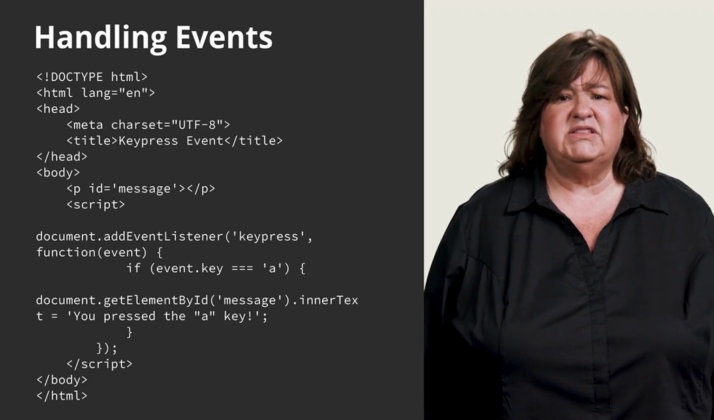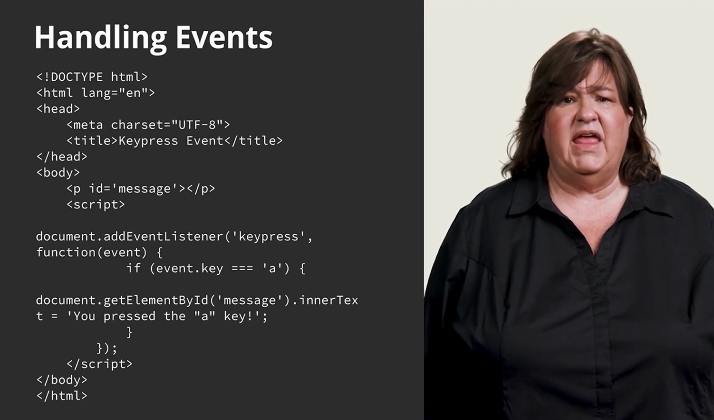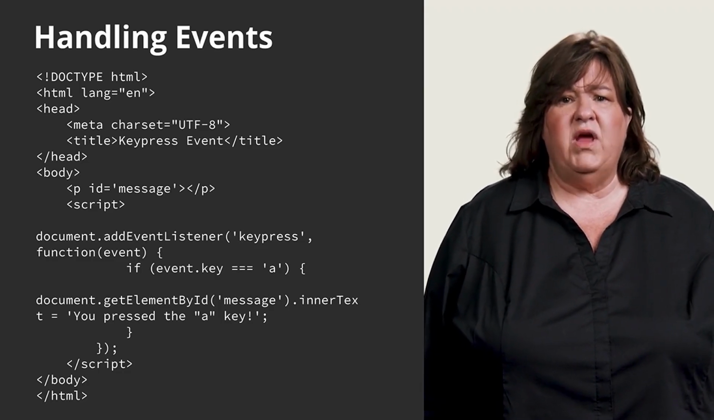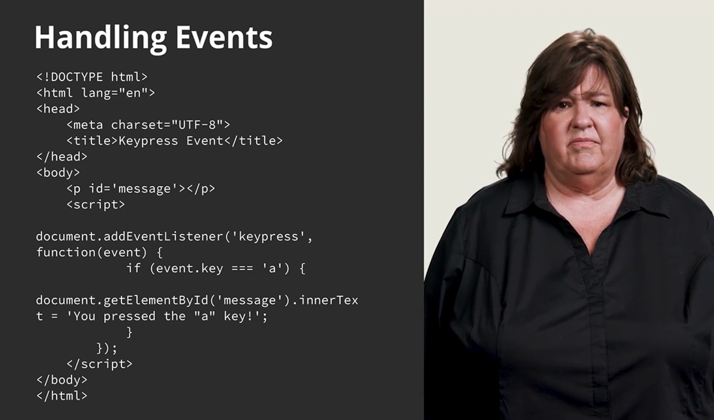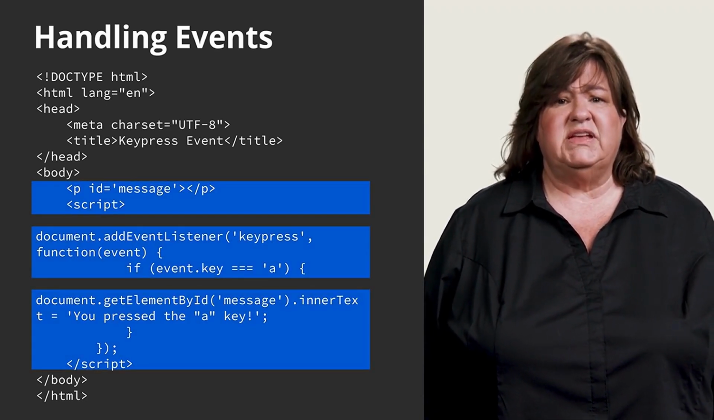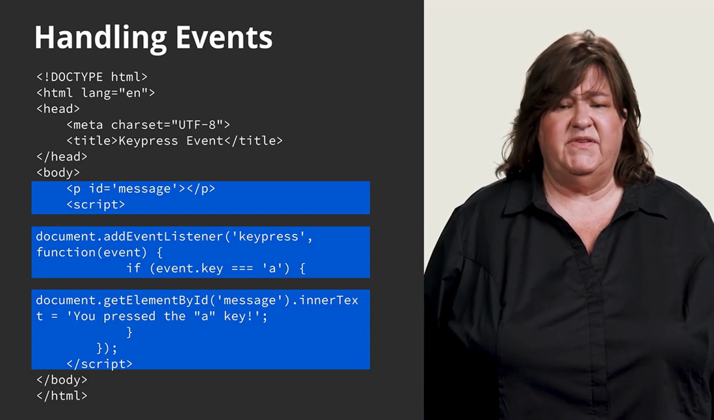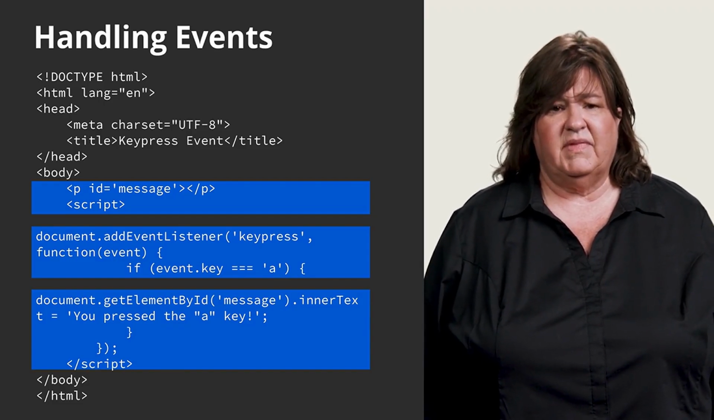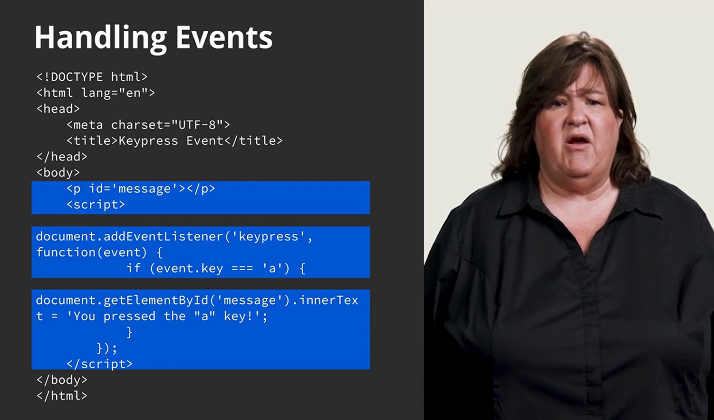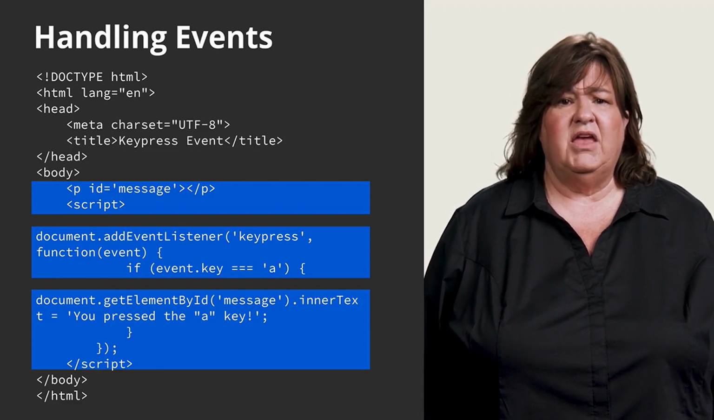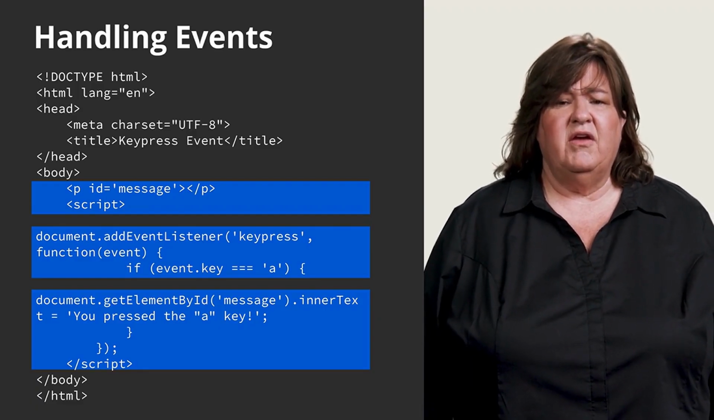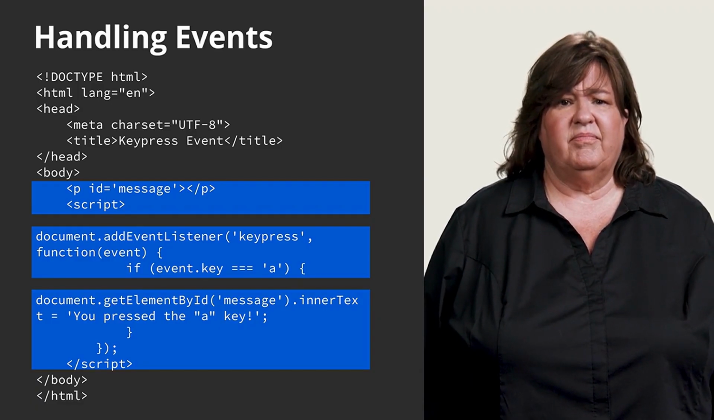Now, let's look at some practical examples of event handling in JavaScript. Event handlers define what happens when an event occurs. Here's an example of an event handler that results in displaying a message when a specific key is pressed. When the A key is pressed, a message is displayed in the paragraph with ID equals message. Users will see, you pressed the A key.